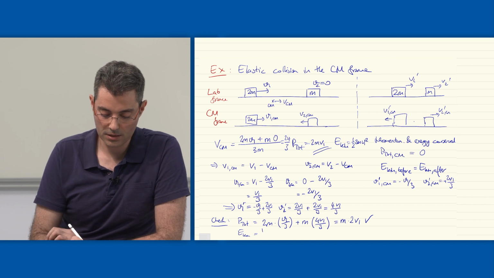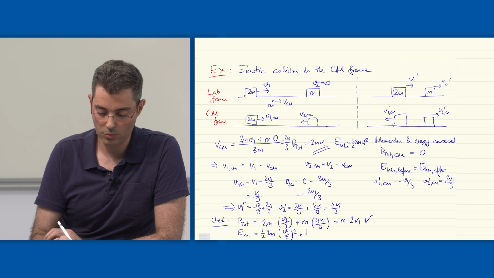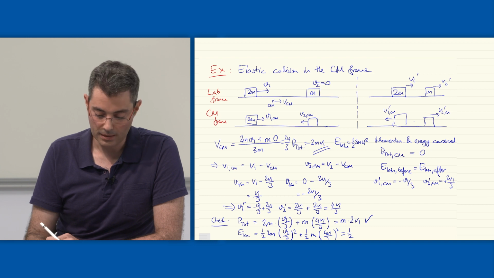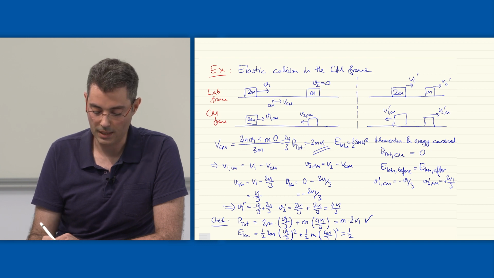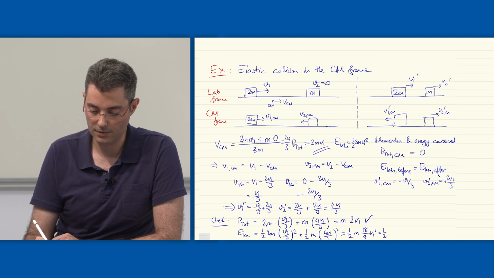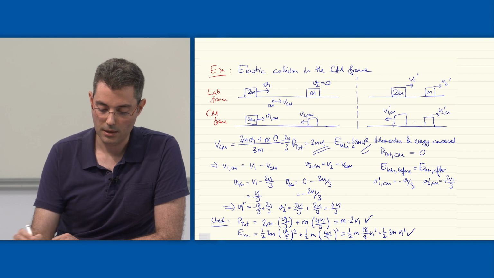As for the kinetic energy, we have 1/2 times 2m times v1 over 3 squared, plus 1/2 times m times 4v1 over 3 squared. If we calculate this, this is going to be 1/2 times m, so I have 2 over 9, and from 4 I have 16 over 9. Altogether this gives me 18 over 9 v1 squared. This is again 1/2 times 2m times v1 squared, which is equal to our initial kinetic energy. So in this type of collision, we have seen that both kinetic energy and momentum are conserved.